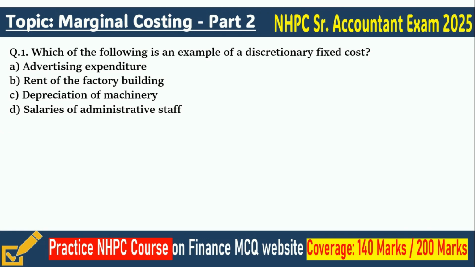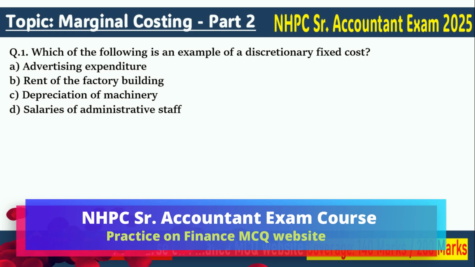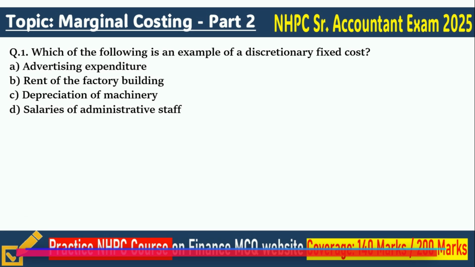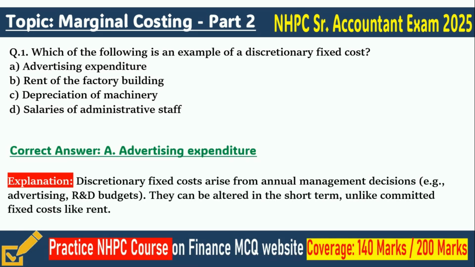Friends, the first question is, which of the following is an example of a discretionary fixed cost? Option A, advertising expenditure. Option B, rent of the factory building. Option C, depreciation of machinery. Option D, salaries of administrative staff. So, friends, here the correct answer is option A, advertising expenditure. Friends, discretionary fixed costs arise from annual management decisions, for example, advertising and R&D budgets. Friends, they can be altered in short term, unlike committed fixed costs like rent.